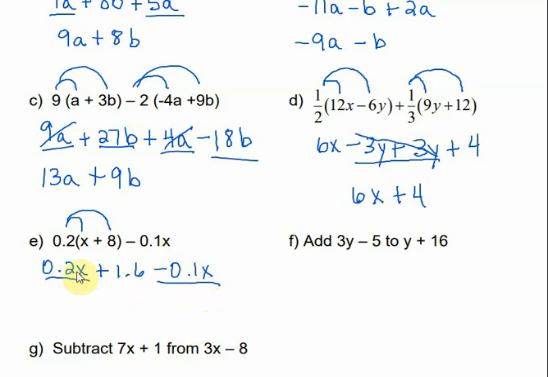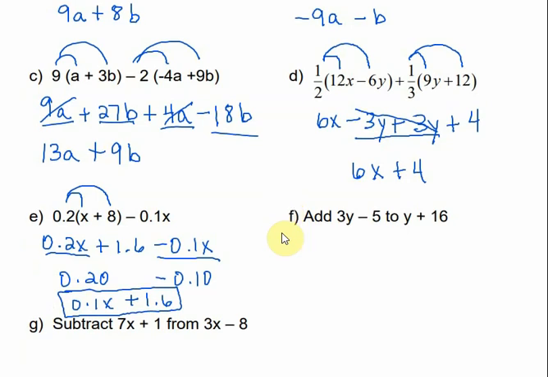Anytime I'm dealing with decimals, a lot of times it's easier to think about it in money. So 2/10 would be the same thing as 20 cents, right? I just added a 0. And then 1/10 would be the same thing as 10 cents. So 20 cents minus 10 cents would just be 10 cents, right? A positive 10 cents x plus 1.6, and that would be my answer. So think about it in money a lot of times when we're dealing with decimals, and it helps.